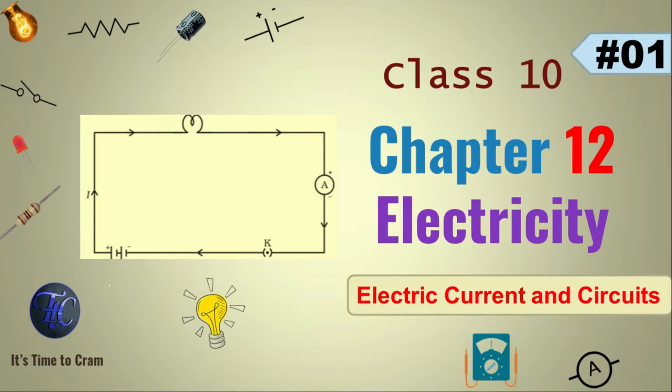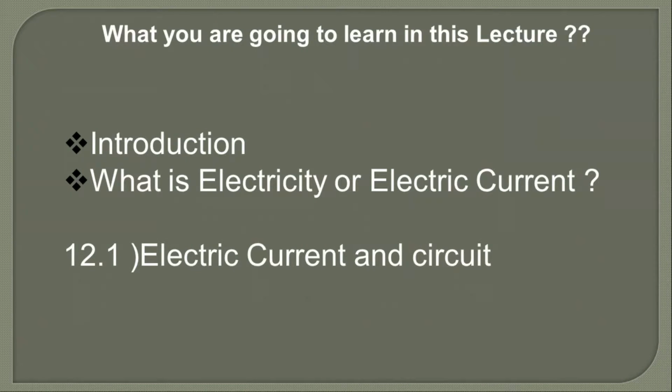So students, this is the first video of the series on Chapter 12, Electricity, of Class 10, and I will try my level best to make every topic easy to understand with the help of visual representation. In this first video, I am going to give an introduction to this chapter, then we are going to understand what is electricity or electric current, according to your textbook section 12.1, Electric Current and Circuit.